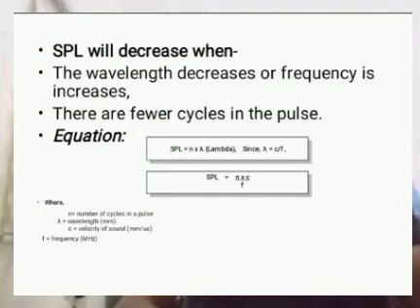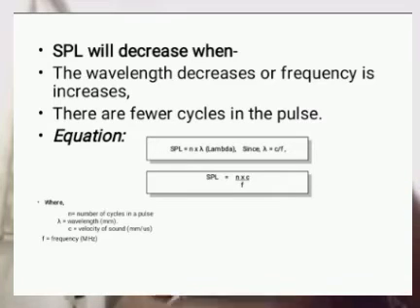It is determined by the source and the medium, as it is determined by the wavelength, and the operator cannot change this because it's medium determined. So spatial pulse length decreases when the wavelength decreases or the frequency is increased. There are a few cycles in the pulse.